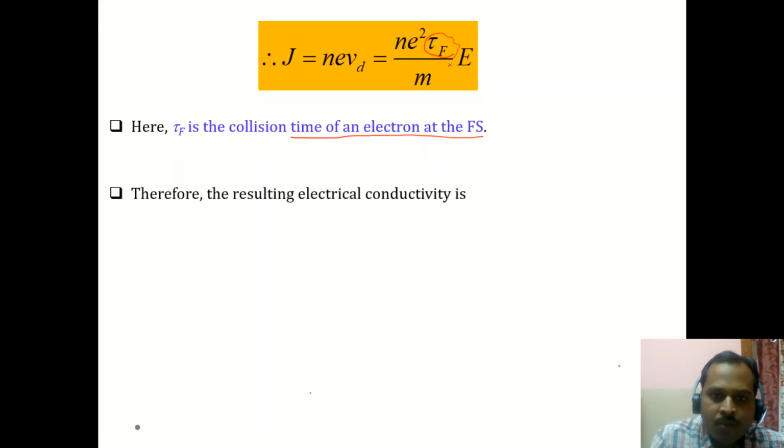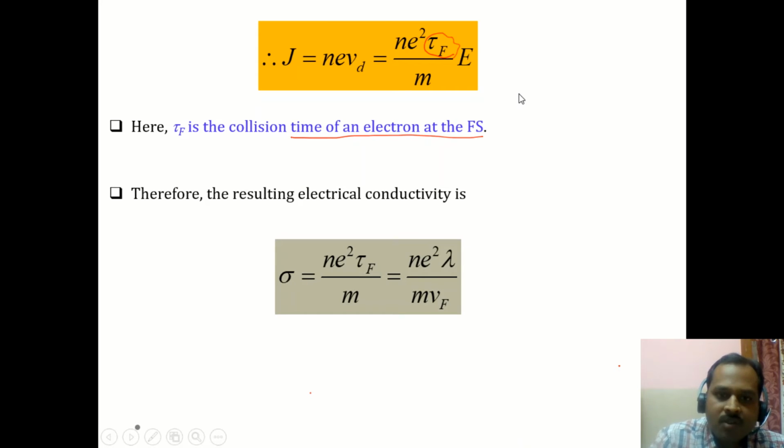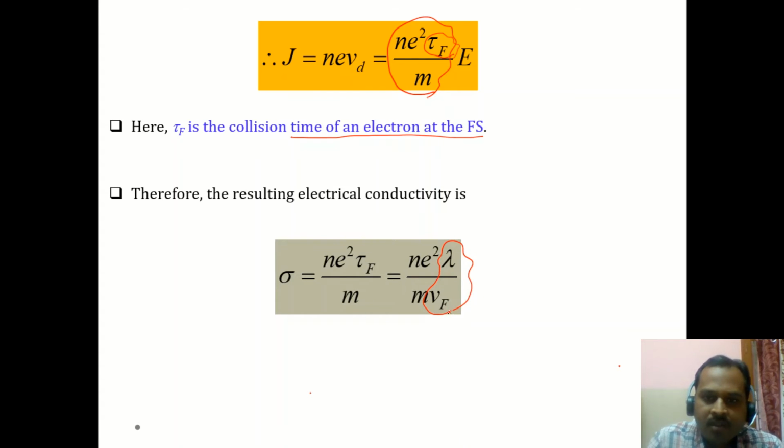Now what will happen to the electrical conductivity? We can use the same relation and find that sigma will be n e square tau f by m, and this tau f can be written as the ratio of the mean free path and the Fermi speed, that is lambda by Vf. So this is how we can represent the electrical conductivity in terms of the Fermi speed.